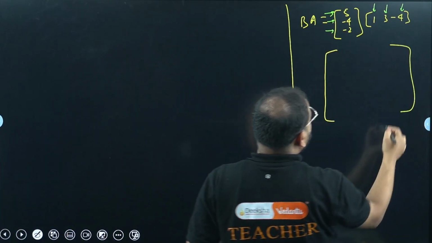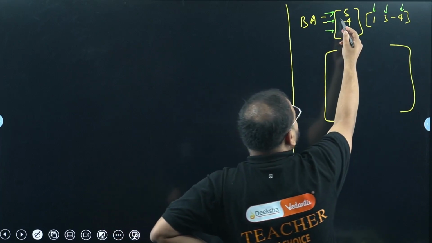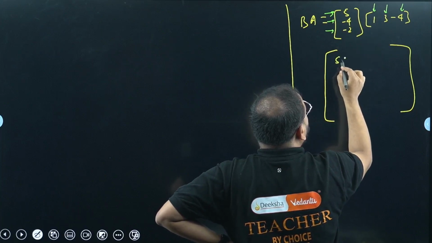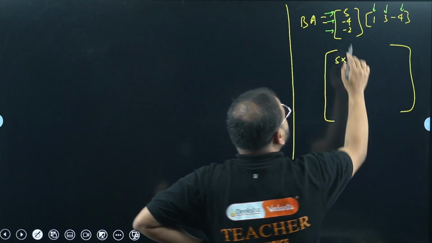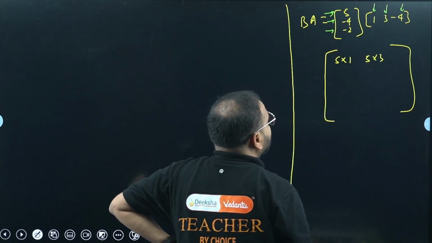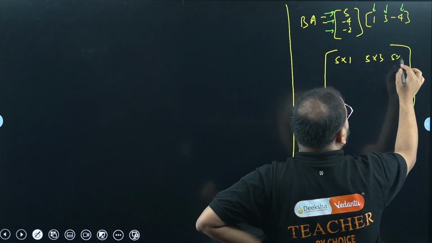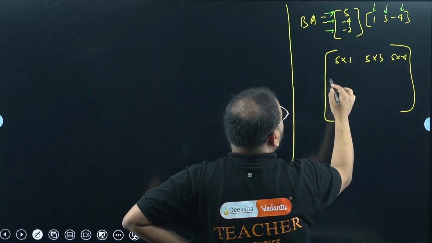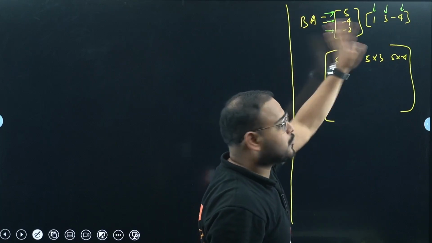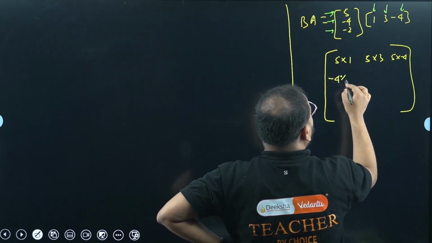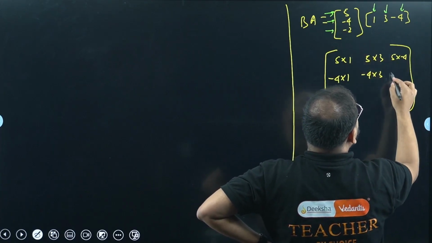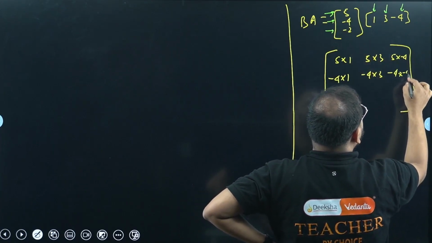Correct? Let's check. So first I will multiply what? Row 1 with column 1. How much is that? 5 into 1. Next, same thing with this row and column: 5 into 3. Similarly 5 into minus 4. Again minus 4 into 1, row 2 with column 1. Again I am taking row first, column next. So minus 4 times 1, minus 4 times 3, and minus 4 times minus 4. What about this?